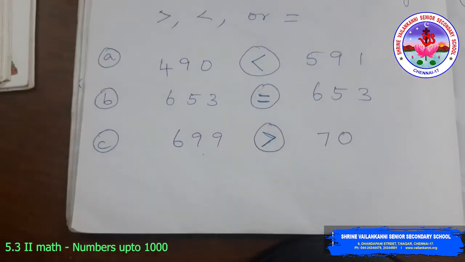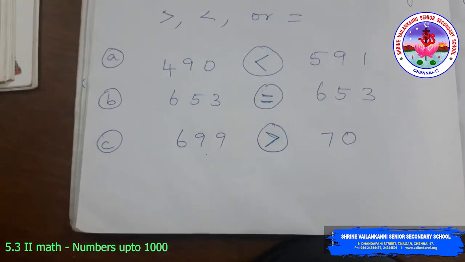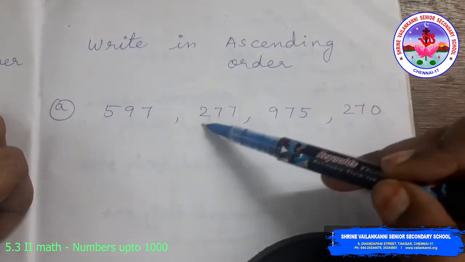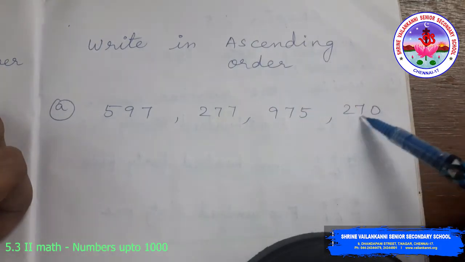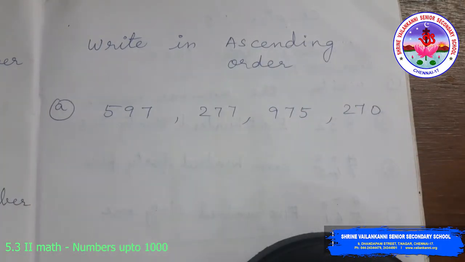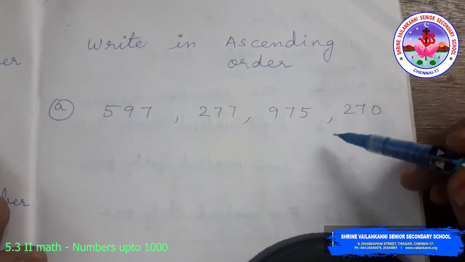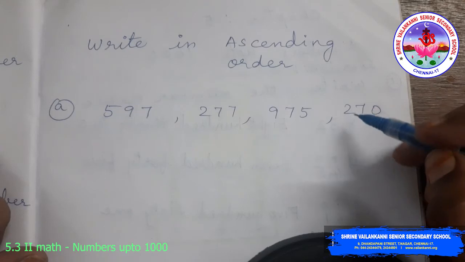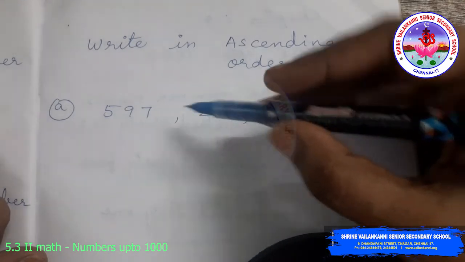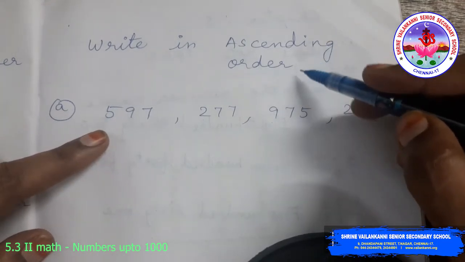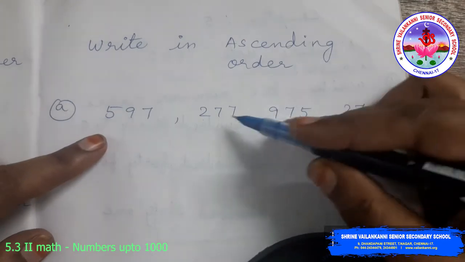Yes, understood children? Now we'll see how to arrange numbers in ascending and descending order. In ascending order, we'll take 4 numbers: 597, 277, 975, 270. First, compare the number of digits. All the 4 numbers have 3 digits. So we move to rule 2. Compare the number in the hundreds place. 2, 9, 2, 5. As we are going to arrange in ascending order, that is small to big, 2 is smaller.